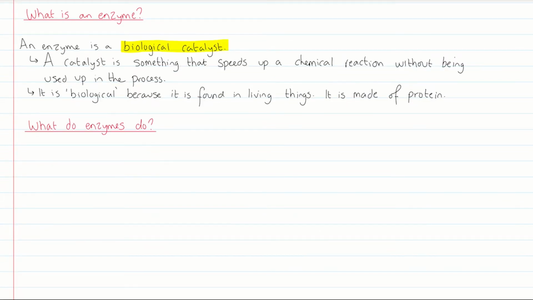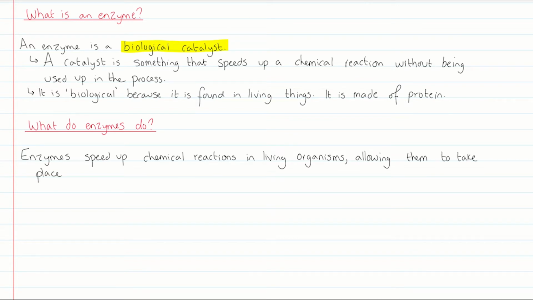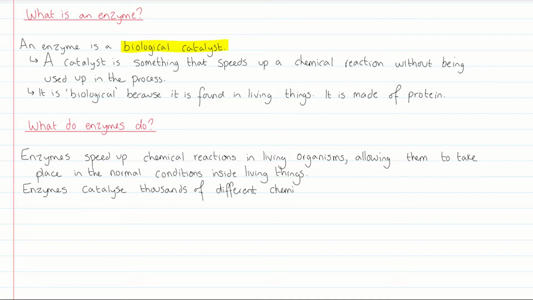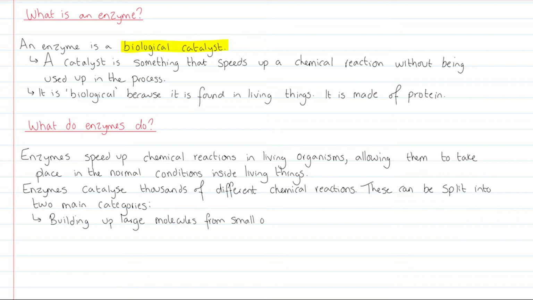What do enzymes do? Enzymes speed up chemical reactions in living organisms, allowing them to take place in the normal conditions inside living things. Enzymes catalyze thousands of different chemical reactions. These can be split into two main categories: building up large molecules from small ones, and breaking down large molecules into small ones.